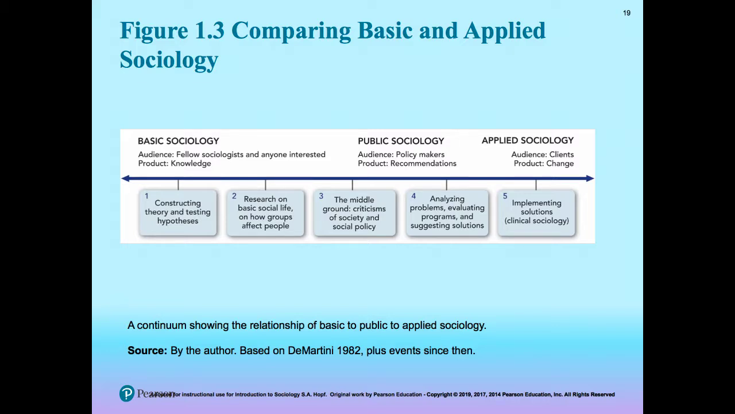Depending on the person's role in society, they may gravitate towards one or the other. For instance, a researcher who's more interested in theory building might be more interested in basic sociology. But a researcher who evaluates the effectiveness of programs might be more interested in applied sociology.